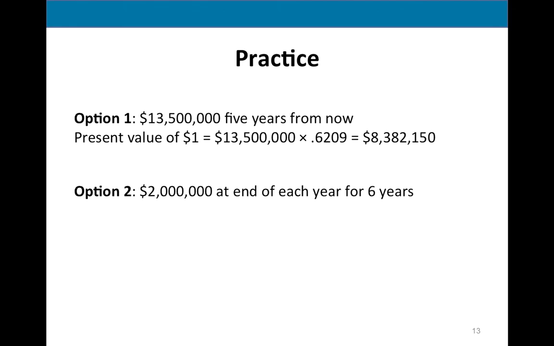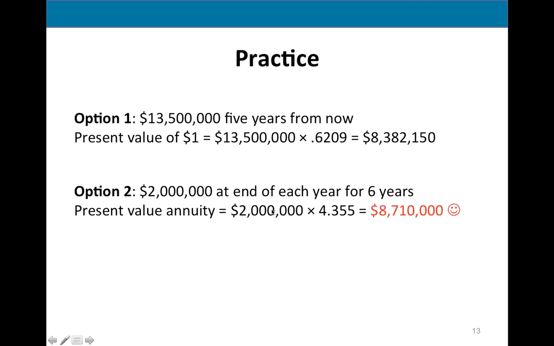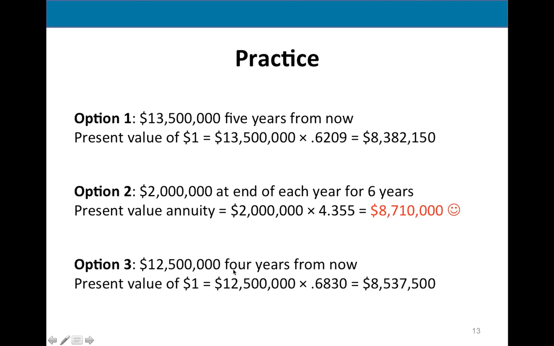Option 2 was an annuity. I can get $2 million at the end of each year for 6 years. So I use present value of annuity. Look, it's better. The present value is 8.710 million. And option 3, I can get 12.5 million 4 years from now. Present value is $8,537,500. So option 2 is the best option.